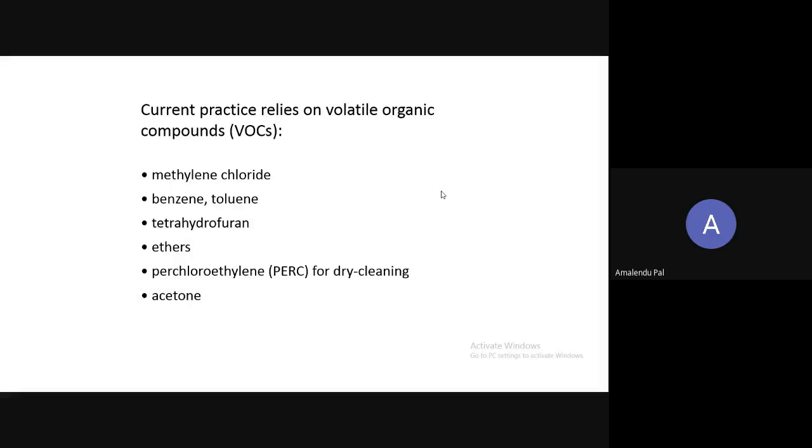So these are methylene chloride, benzene, toluene, THF, ether, petroleum ether, perchloroethylene, dichloromethane, and acetone. We are still using huge amounts of them in our lab. All these chemicals are volatile. All these chemicals are hazardous. What are the alternatives? Let's see.